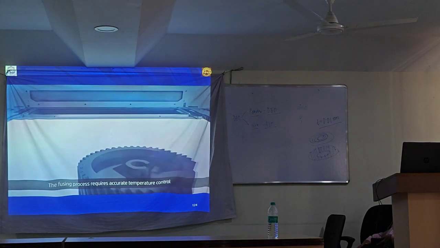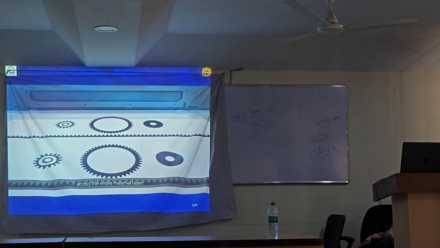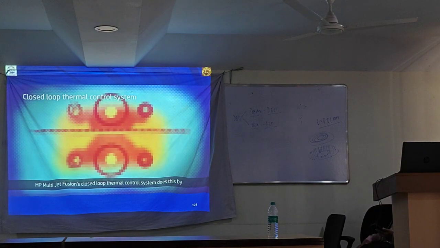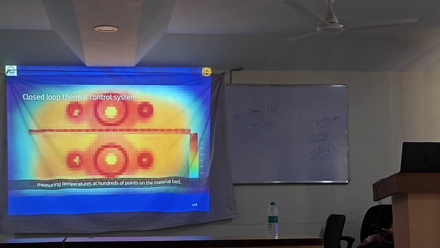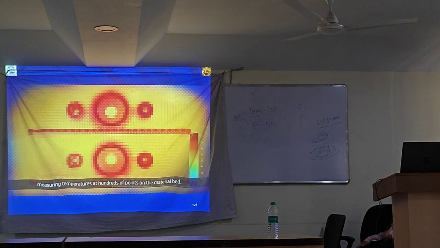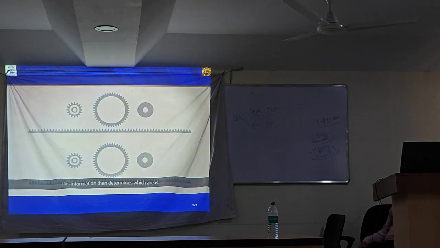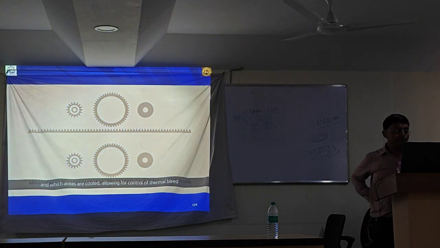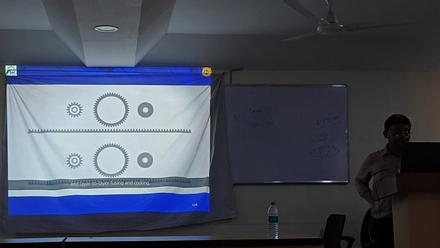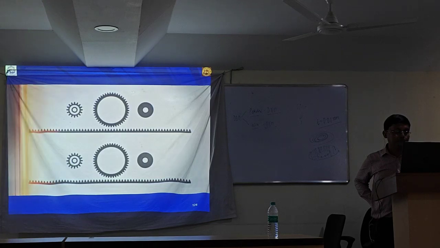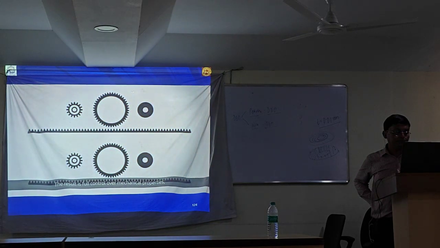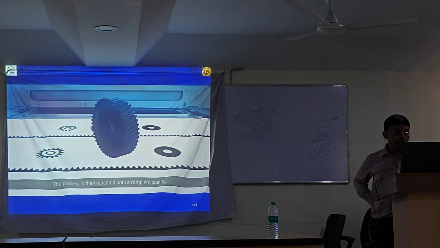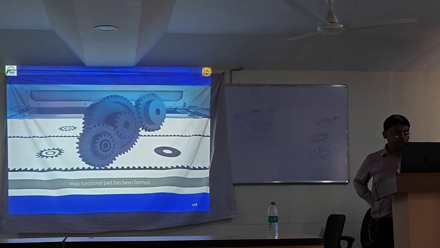The fusing process requires accurate temperature control across the entire material layer. HP Multi-Jet Fusion's closed-loop thermal control system does this by measuring temperatures at hundreds of points on the material bed. This information then determines which areas receive more energy to raise the temperature and which areas are cooled, allowing for control of thermal bleed and layer-to-layer fusing and cooling. The result is full control over mechanical properties, dimensional accuracy, and repeatability. The process is then repeated until a complete, quality, truly functional part has been formed.